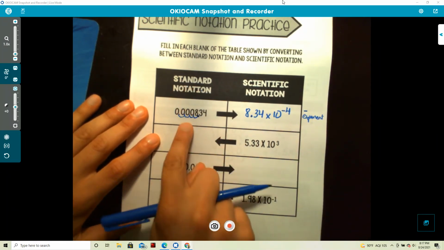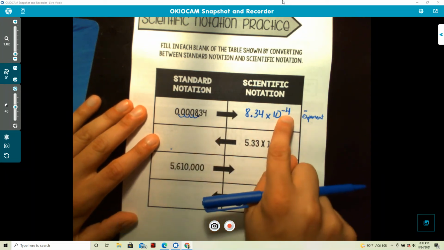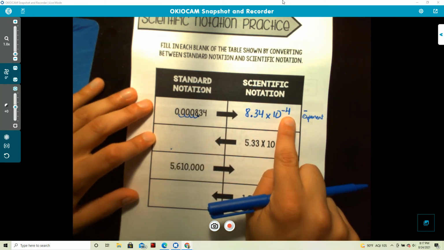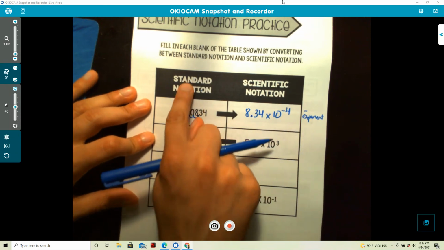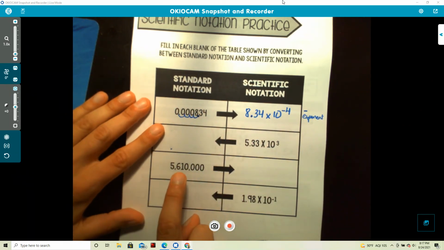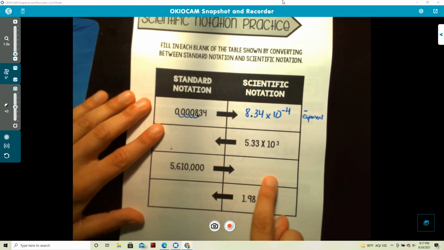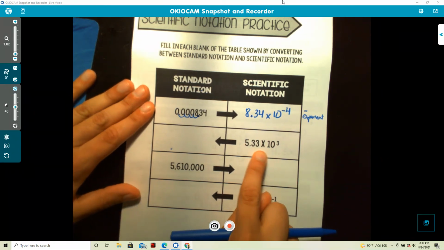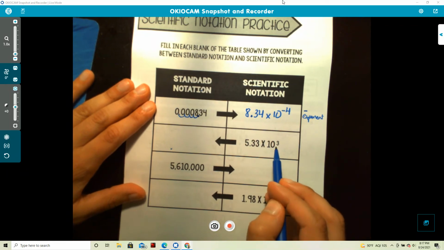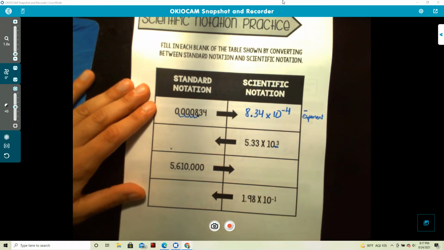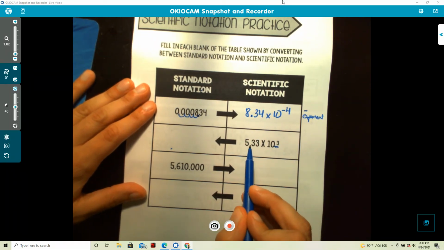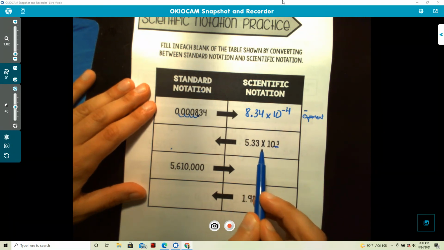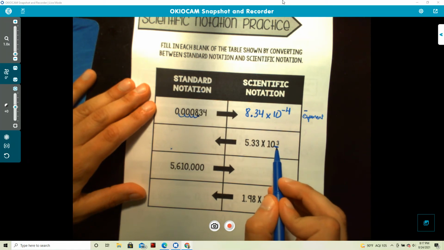So since our standard notation is a number that's less than 1, our exponent is going to be negative. So keep that in mind. If your standard notation number is greater than 1, such as this one right here, that means our exponent over here is going to be a positive number. All right, we're going backwards. So we have a positive exponent, so we want to express a number greater than 1. So that means we're definitely going to move to the right, so that way it gives us a new number greater than 1. And we go 3 times.